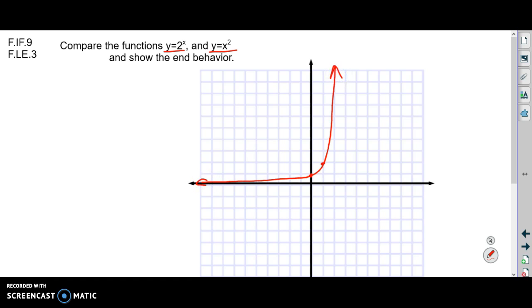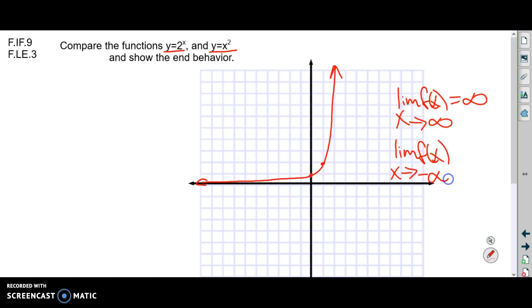It's an exponential growth problem, and the end behavior of this one is going to be the limit of f of x as x approaches infinity equals infinity. And then for this other one, it's going to be the limit of f of x as x approaches negative infinity equals 0.